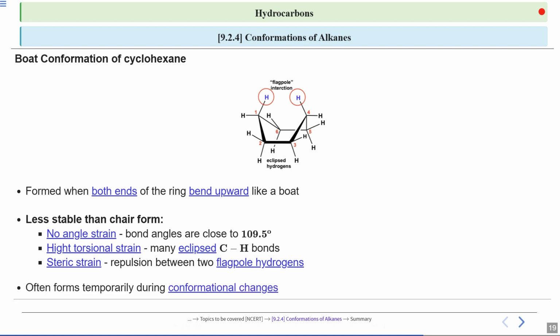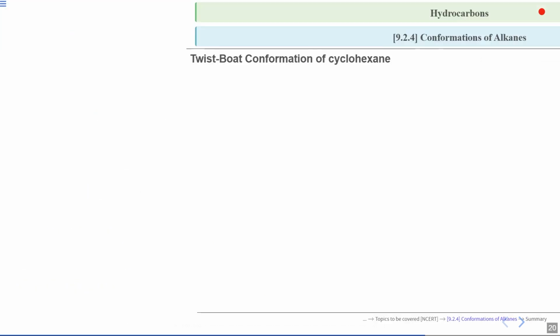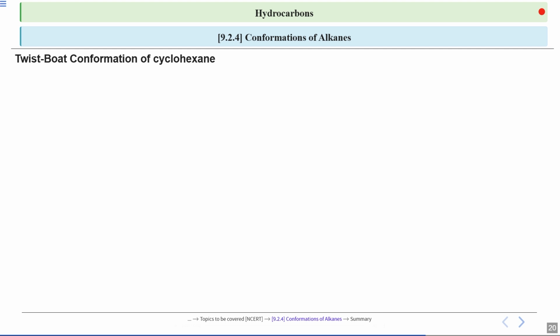Now open forms temporarily during the conformational change. So this conformation is of course adopted by the molecule, but for a shorter period of time. Now let us move on to the twist boat conformation of cyclohexane.